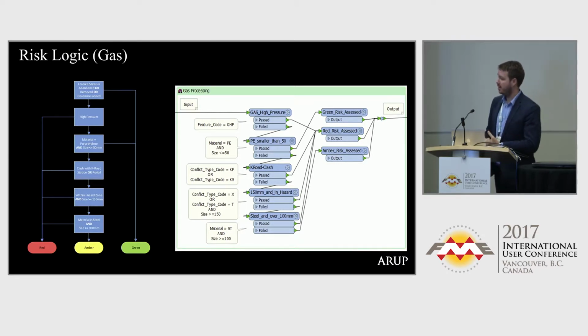So post that initial cookie cutter and the 2.5D clip stage, we've got the interaction with design. We went through with the network utility owners and set up a logic tree of how they wanted to classify their features. So you've got your red, amber, green values for your risk of how dangerous it is to be interacting with those.